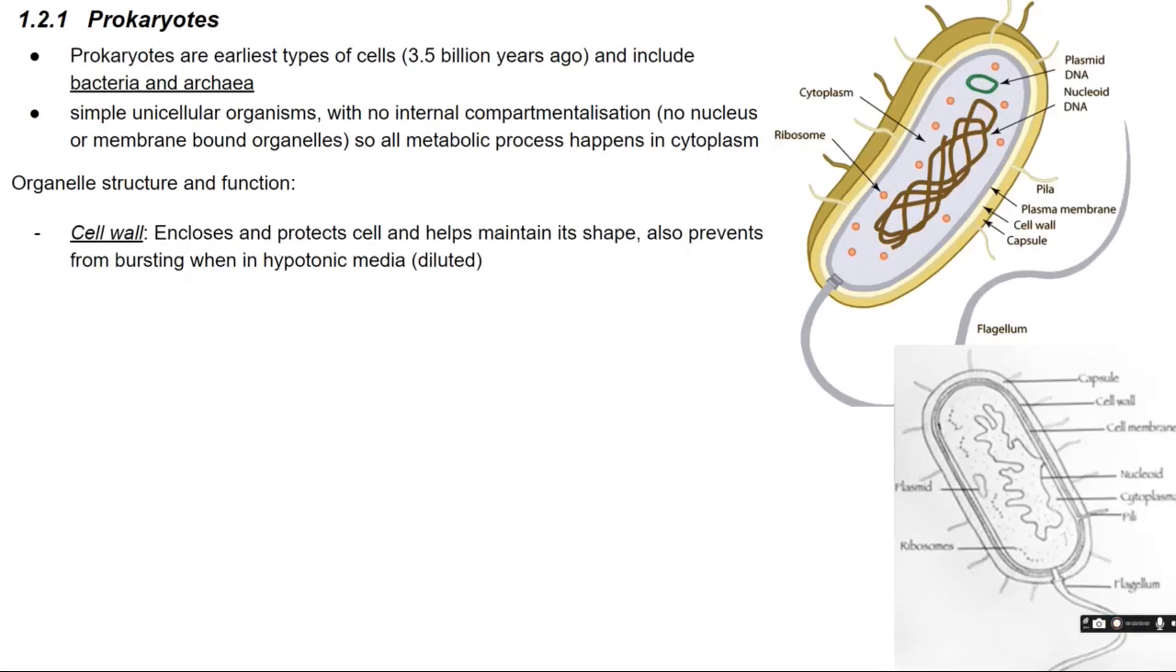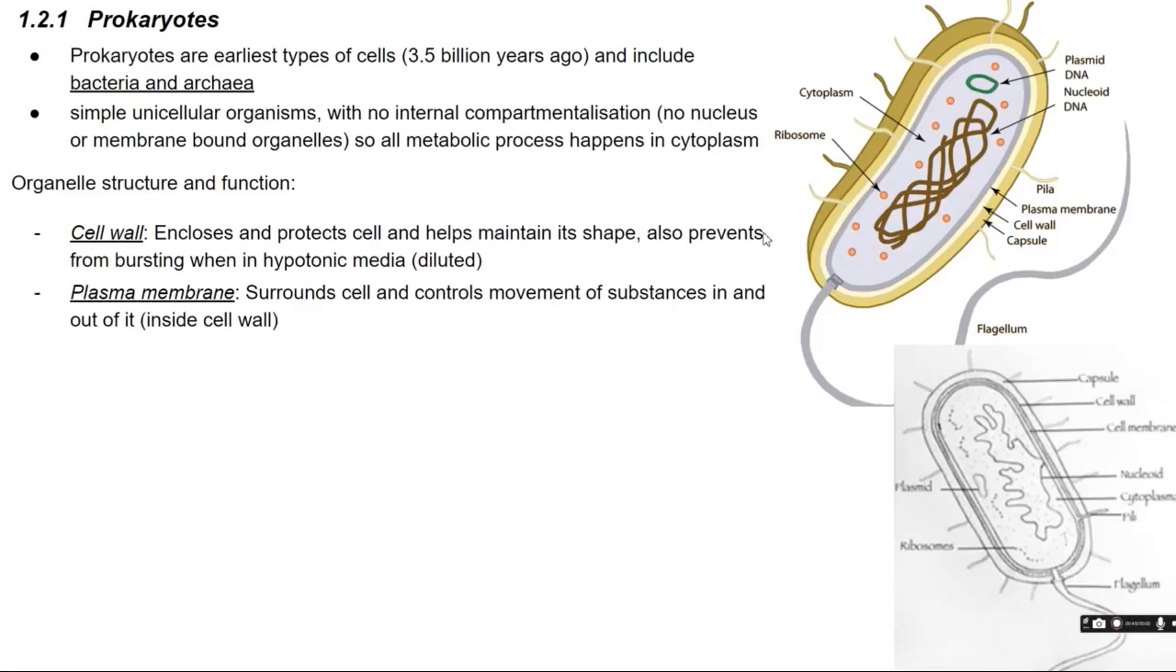So the organelle structure and function. First, we have the cell wall. We can see that right here. And the cell wall encloses and protects the cell. It maintains its shape and prevents it from bursting in a hypotonic situation. And then we have the plasma membrane, which is right here. It surrounds the cell and it controls the movement of substances from the outside into the cytoplasm on the inside.